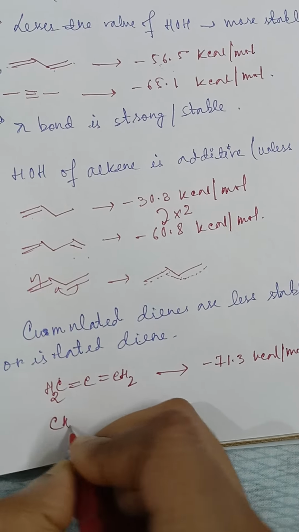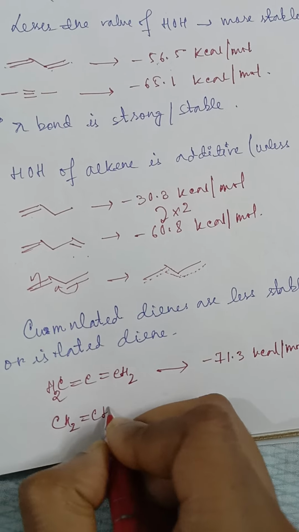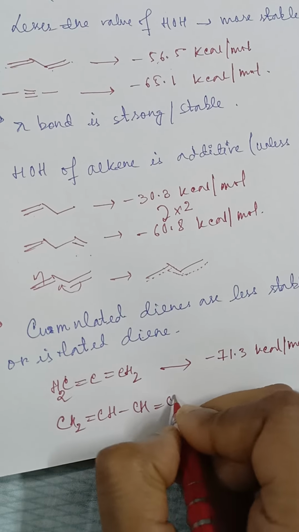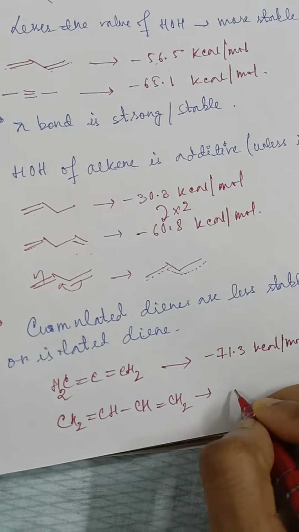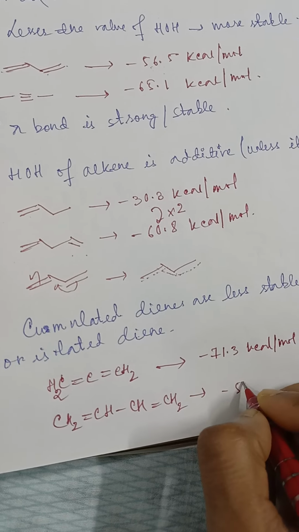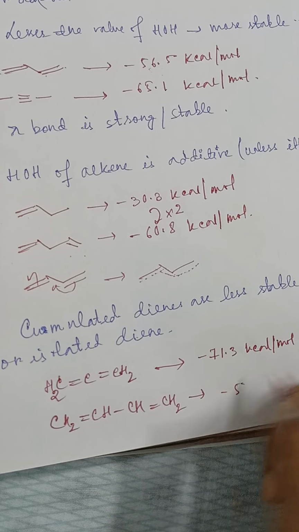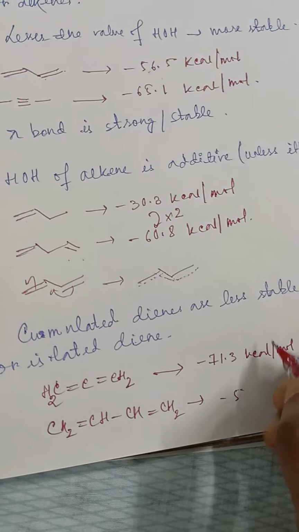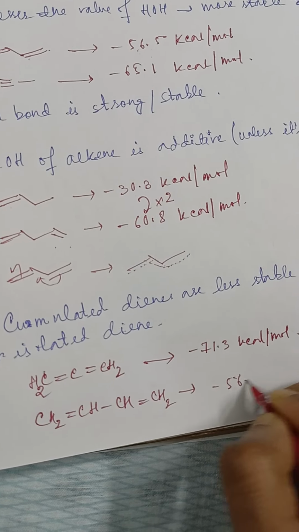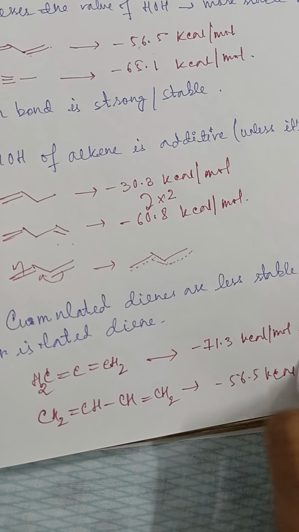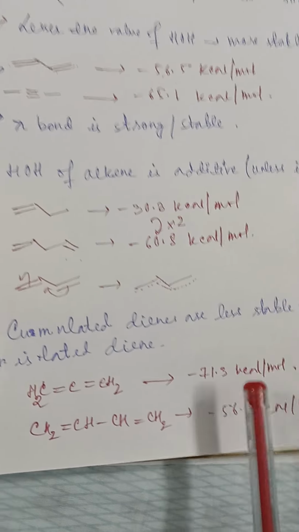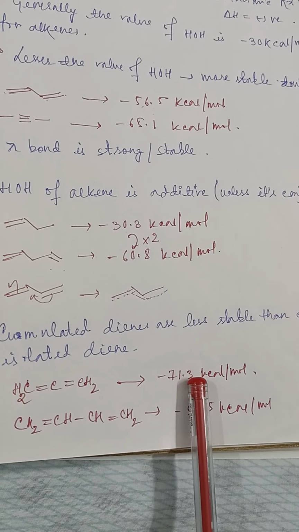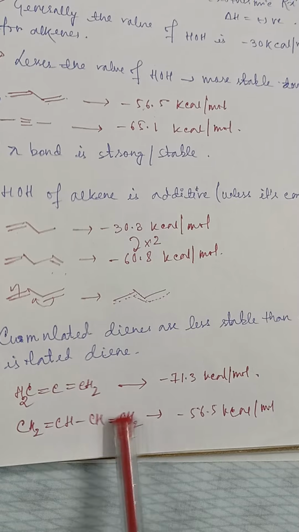But if I take this compound CH2=CH-CH=CH2, conjugated, then the value is around minus 56.5. That means the greater the value, the less stable it is, and the lesser the value, the more stable it is.